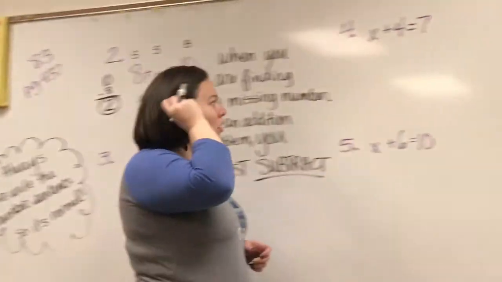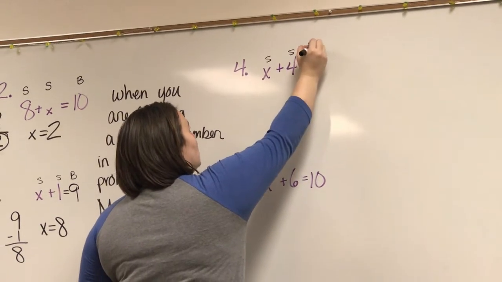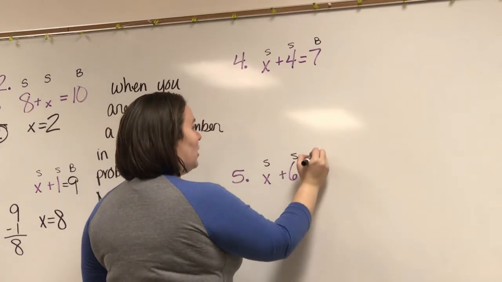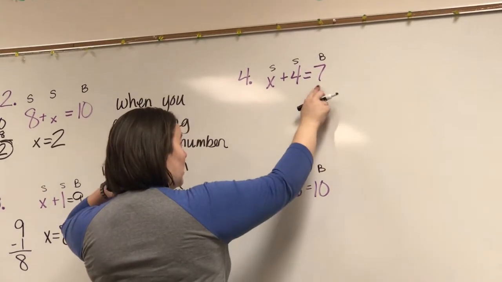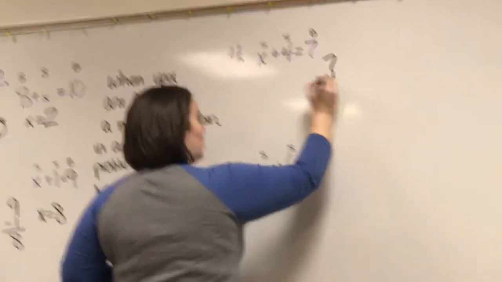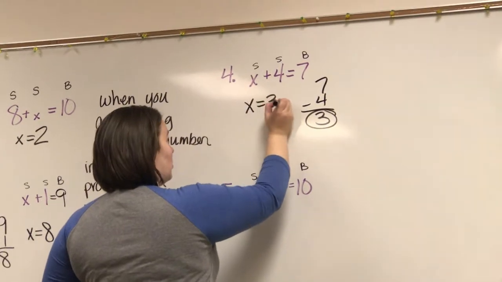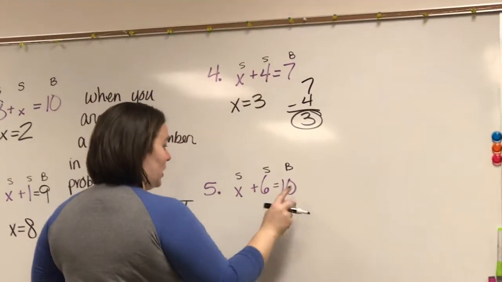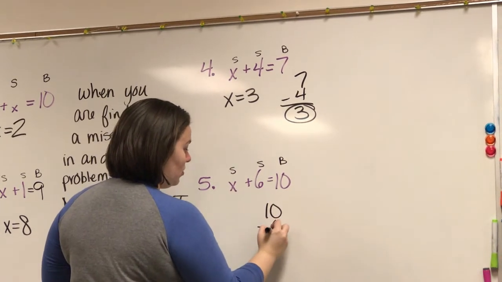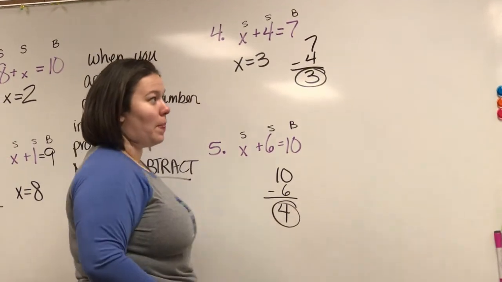Okay? Number 4, small plus small equals big. Number 5, small plus small equals big. You take your big number, you subtract what's given. X is equal to 3. Take your big number, subtract what is given to you. X is equal to 4.